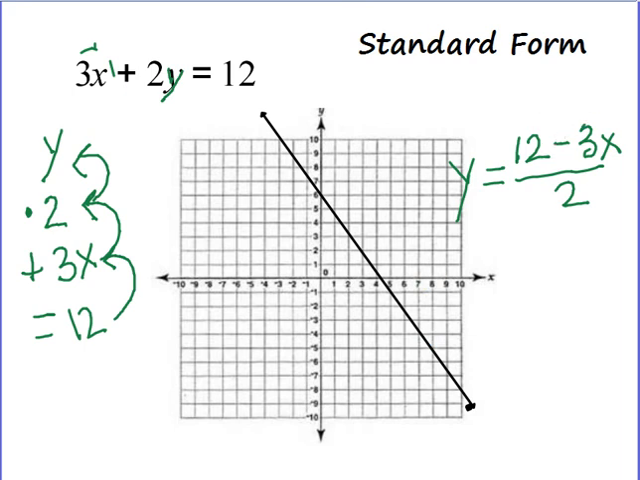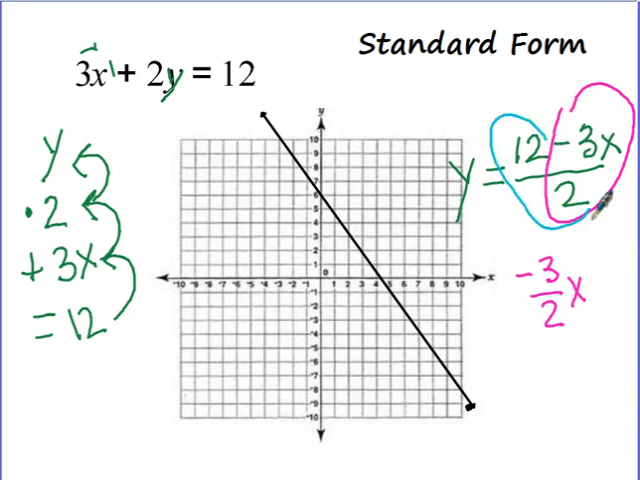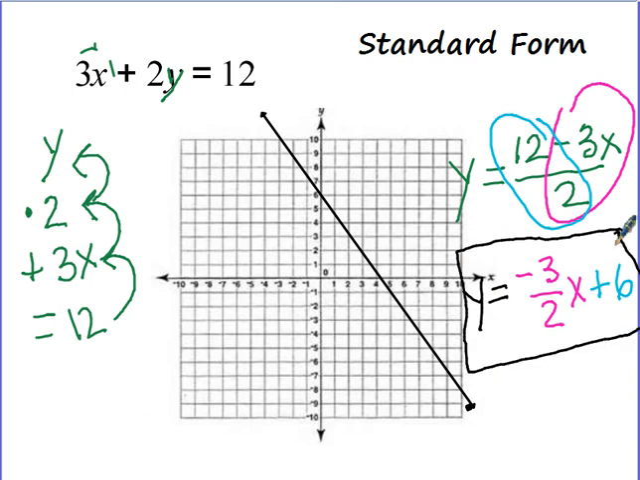Now if I simplify, you may have heard it called the Hart theorem before. It means everything over here gets divided by 2. The negative 3x gets divided by 2, gives me a negative 3/2 x. And the 12 gets divided by 2, which gives me a positive 6. If I set that equal to y, I'm now in slope-intercept form. It's called the Hart theorem because it looks a little bit like a Valentine's heart. Not too much when I draw it, but you know.